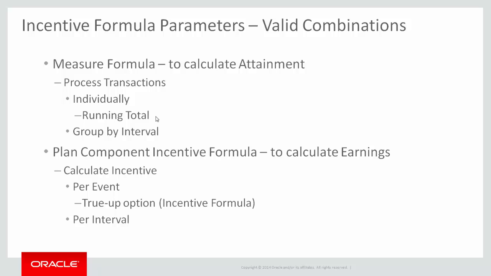With a running total, if I say yes to the running total, the first transaction would process the same. The $100,000 would calculate the $100,000. The second transaction for $150,000 would know that I've already sold $100,000. So even though the second transaction is $150,000, it'll know that my running total to date for that period is $250,000. So it measures along, and it's just an option that you have with the solution.